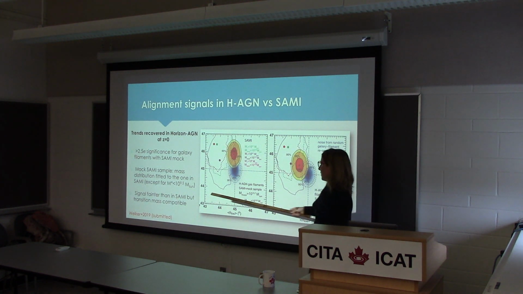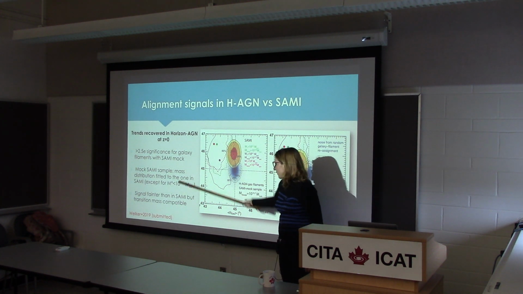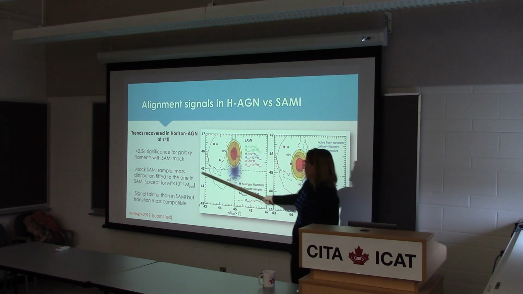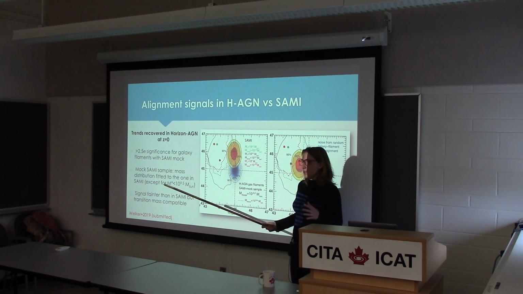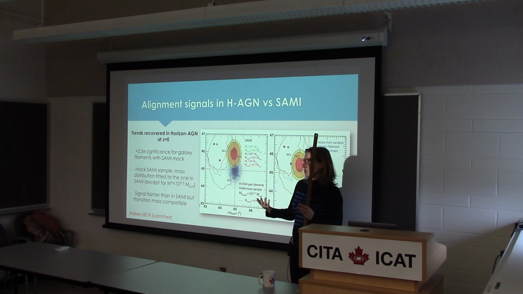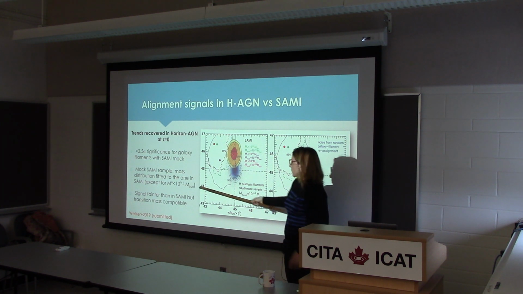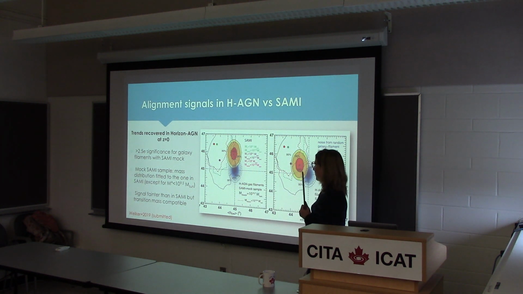But then you have to realize that in Horizon AGN, we can't go as low in mass. We're stuck at 9.5. So when we mock the SAMI sample in Horizon AGN, we fit the mass function as best as we can, and we complete what should be between 10 to the 9 and 10 to the 9.5 in SAMI with things between 10 to the 9.5 and 10 to the 9.75. So we switch a little bit to a slightly higher range because we don't have too low mass galaxies.